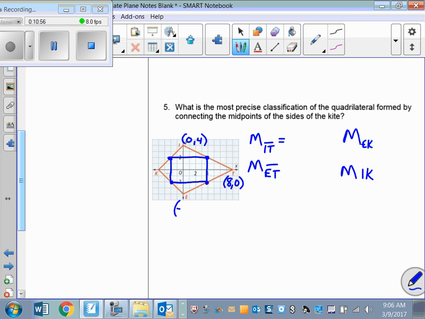E is negative 4, 0, no, 0, negative 4. And then K is going to be negative 4, 0. So you can use those coordinates to verify where I put my midpoints. For instance, if I look at IK, I can see that I'm going to say negative 4 plus 0 divided by 2. That's going to be negative 2. And then my y coordinates are going to be 0 plus 4 divided by 2. So that's positive 2. So you can see I do have my midpoint there put in the right place. So I want you to do this for the rest of these problems.